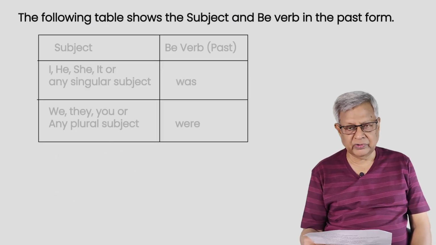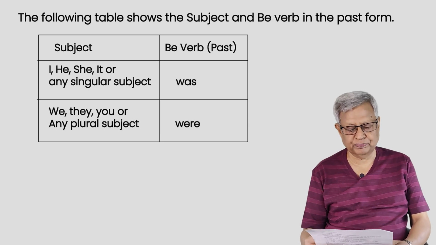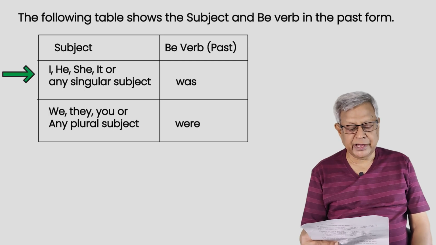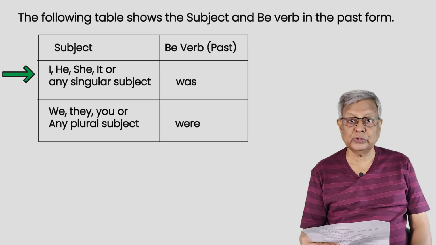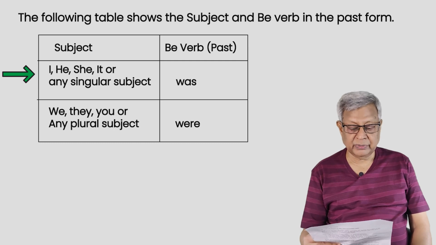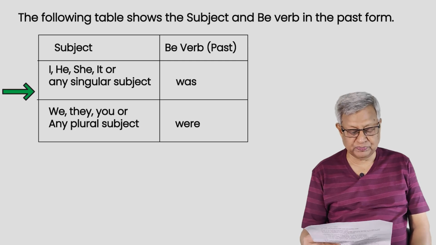Now, I am giving you one more table where we are going to discuss the be verb in the past form. See the table. For I, he, she, it or any singular subject, including I, because I is treated differently in the present tense, but in the past tense, for all these singular subjects, the correct verb to be used is was.